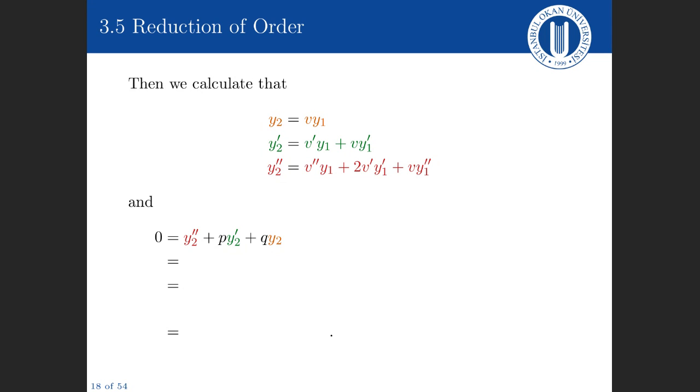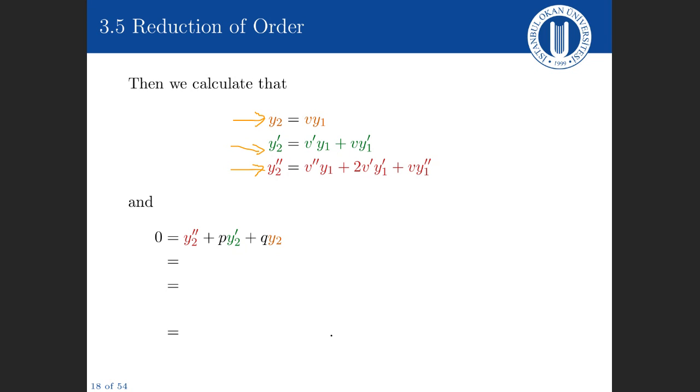Okay, so let's do some reduction of order. We know that y1 solves the differential equation, and we're going to make the guess that y2 is equal to v multiplied by y1. We differentiate using the product rule: y2 prime is v prime y1 plus v y1 prime, and then differentiate again using the product rule to get y2 double prime is v double prime y1 plus 2v prime y1 prime plus v y1 double prime.